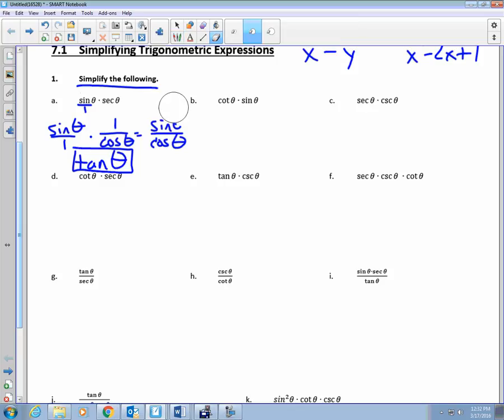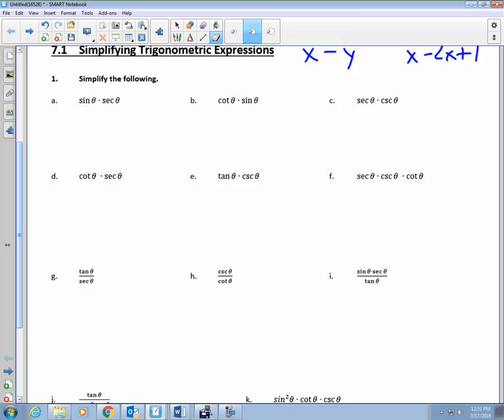Let's try the next one. Cotangent times sine. So I'll write this as cosine of theta over sine of theta times sine of theta over 1.